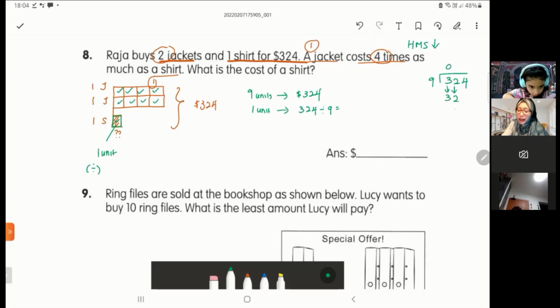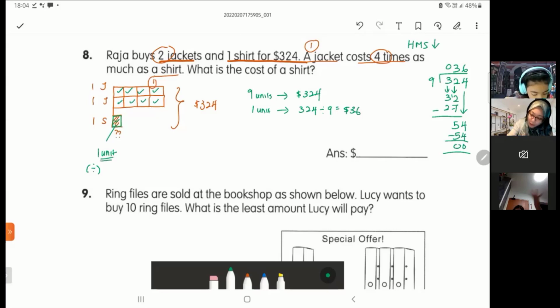How many 9s are there in 32? That will be 3, 27. Then you subtract, so 5, and then you bring down 4. That will be 54. Then you subtract, 0. That will be 36. So this is 36, one unit. You can see that the shirt is one unit. So the cost of one shirt is $36. All right.